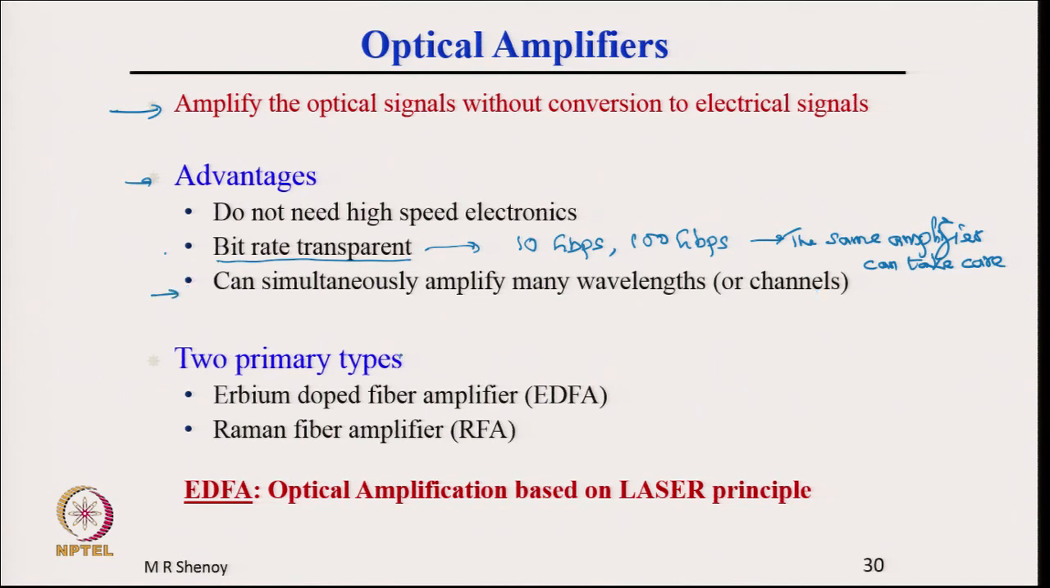And the two primary types of amplifiers used are, one, erbium doped fiber amplifier that we discussed in one full lecture in detail, and the second one is Raman fiber amplifier. This is based on nonlinear optical effects. So, the EDFA, which we have discussed in detail, is used for optical amplification in the current systems and is based on the laser principle.